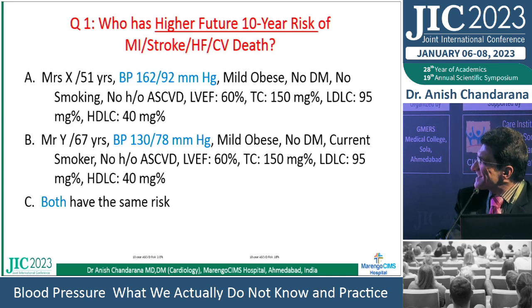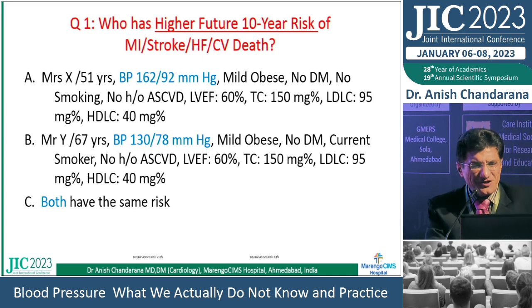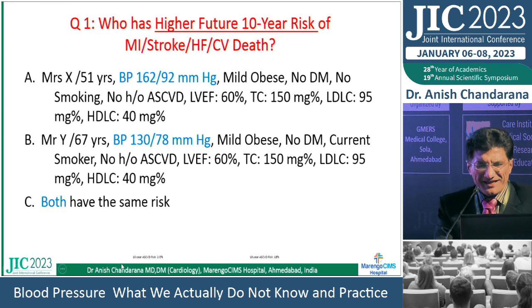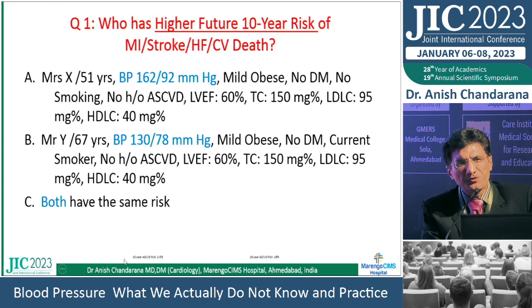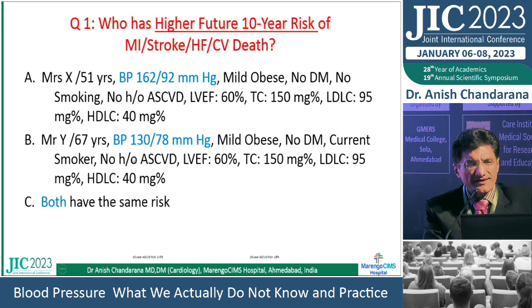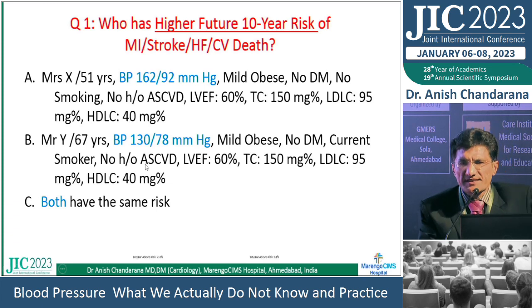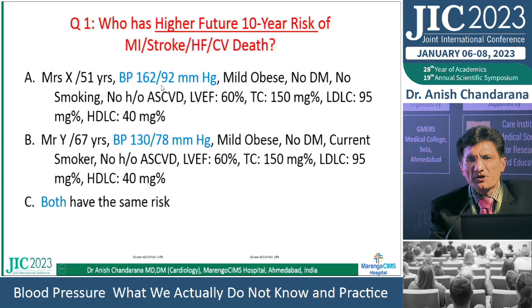So it's almost divided, but many of you have perceived that both have the same risk. Now let's see what actually is. If you put this to the ASCVD risk calculator, the risk of the first person, the lady of 51 years, is 3%. The risk of the second gentleman is 18%. So both of them do not have the same risk. The gentleman, as far as risk of heart attack and stroke is concerned, has 6 times more risk than the lady who has a BP of 162.